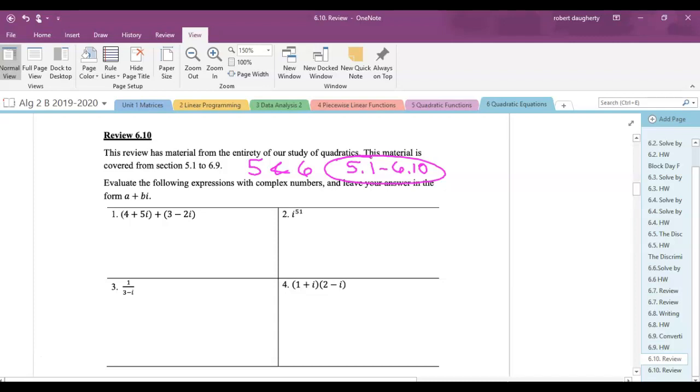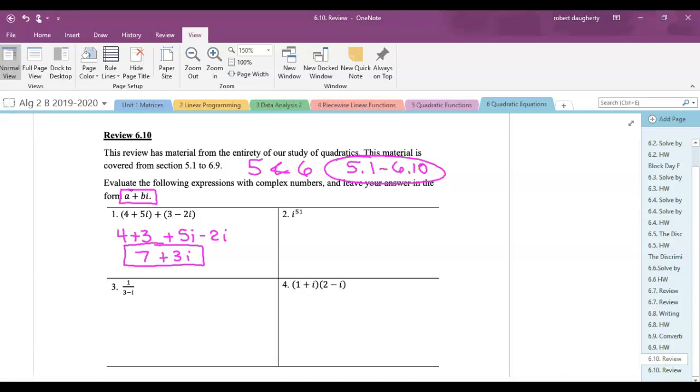So we started out with complex numbers. How do I add complex numbers? Combine the real parts and then the imaginary parts. So this just becomes 7 plus 3i, okay? All of these answers for complex numbers need to look like this: a plus bi, real number plus imaginary number, okay?